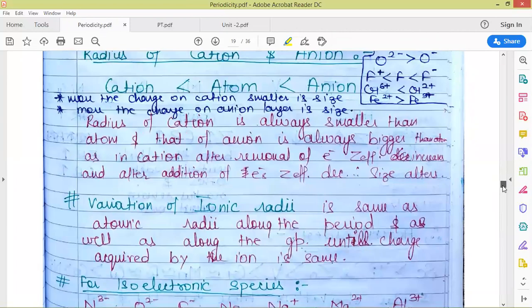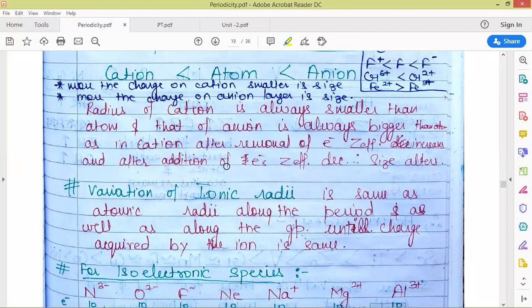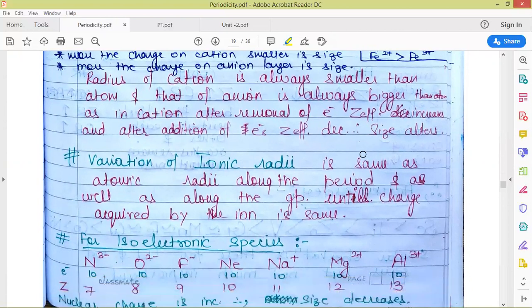Why is this happening? This is happening because in case of a cation, after removal of an electron, Z effective on each electron is increasing, and in case of an anion, after the addition of an electron, Z effective on each electron is decreasing. So when Z effective decreases, size increases, and when Z effective increases, size decreases.